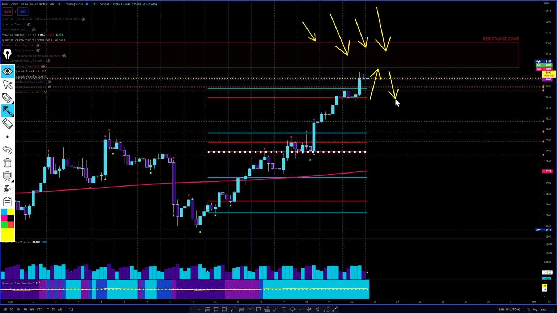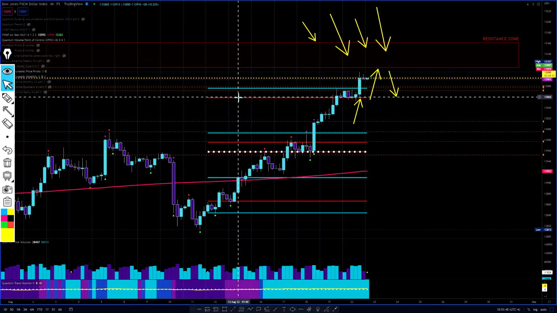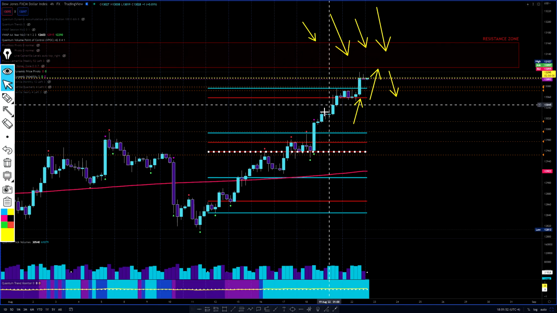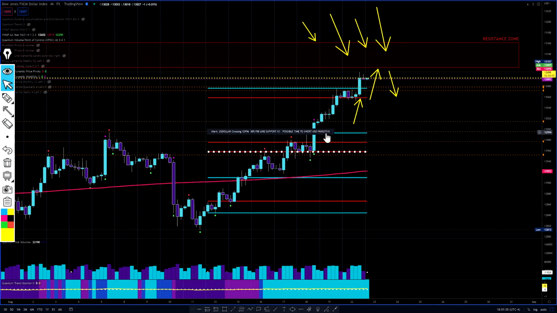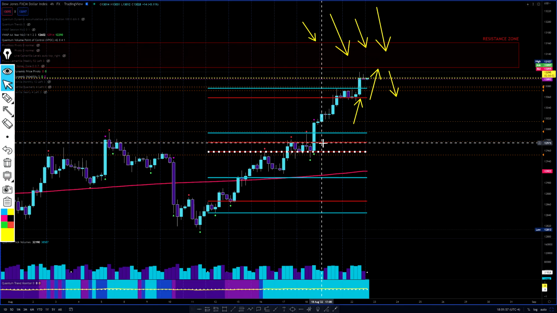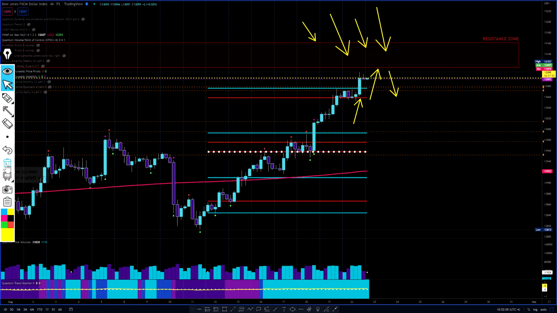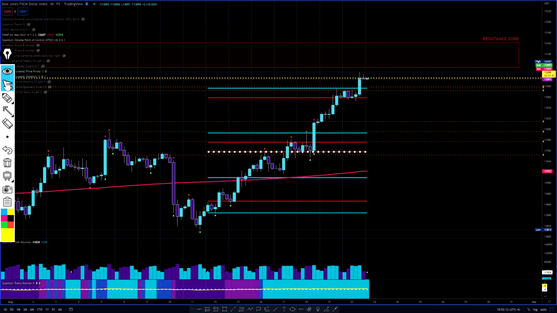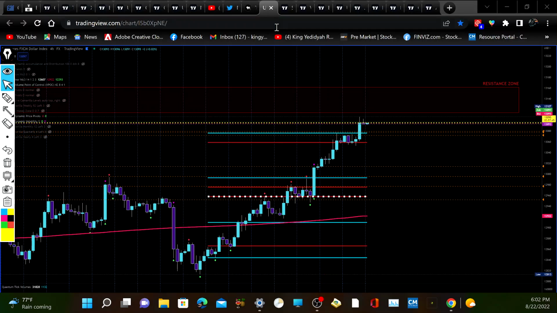So the first place it's going to run into is this high volume node right here at, let's see, what level is that? At 13059, right? And then it should just cascade through. If it gets below that, it should come back here pretty easily, like to this level at 12975. So that's my little thesis on the US dollar. I think we're gonna remain bullish, but we're gonna get a pullback, right? So in preparation for that pullback, let's see.